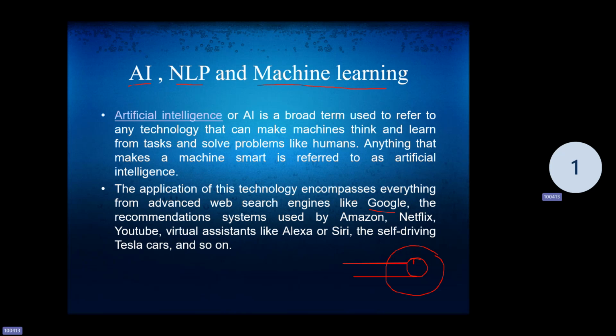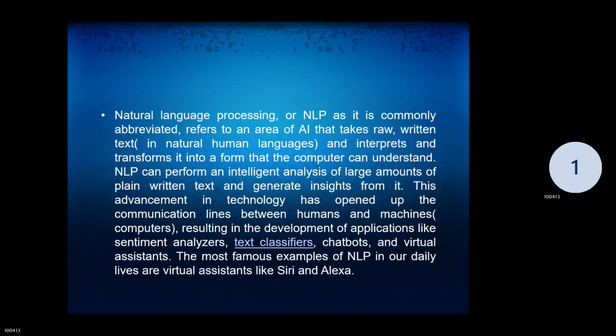So whatever makes a machine intelligent comes under AI. Then NLP interprets and transforms human language into computer-understandable language, and then it transforms it back, performing intelligent analysis of large amounts of plain written text and generating insights from it.